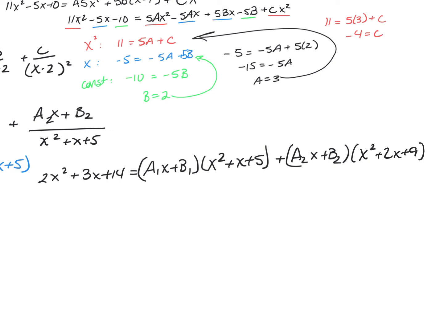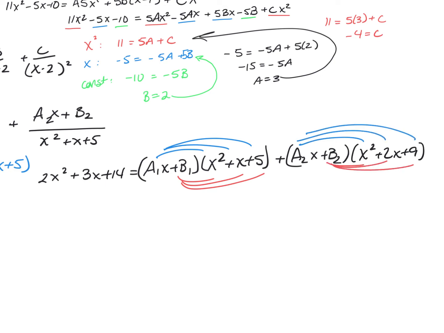And once again, I will distribute out. So I'll distribute this through. I will distribute the b sub 1 through. I'll distribute the a sub 2 x through. I will distribute the b sub 2 through. And then I will combine up like terms and get a system of equations.